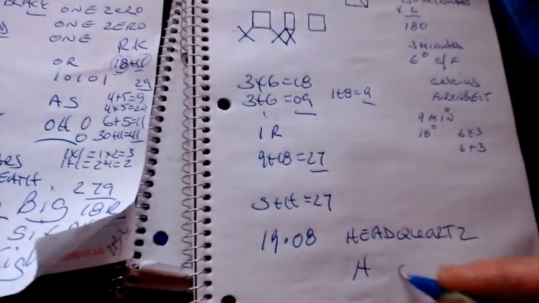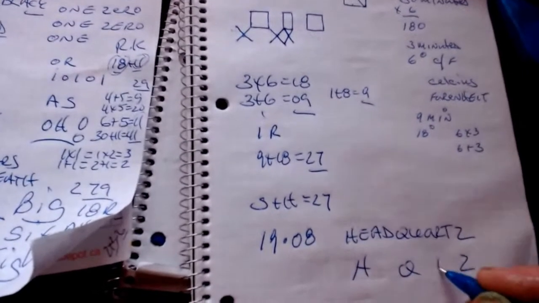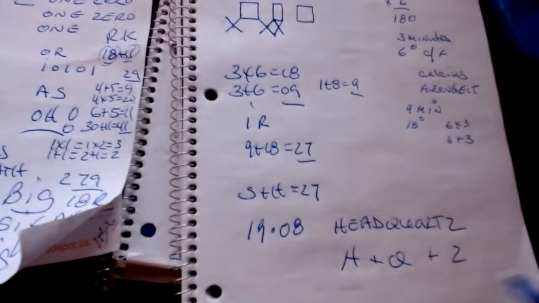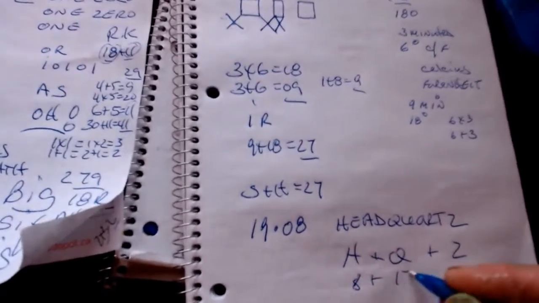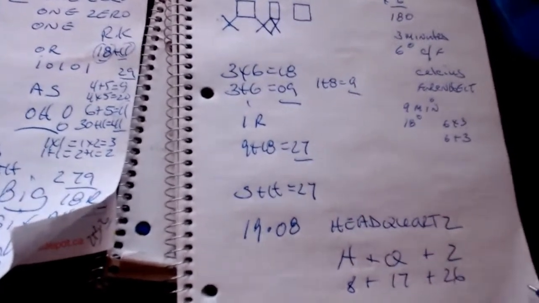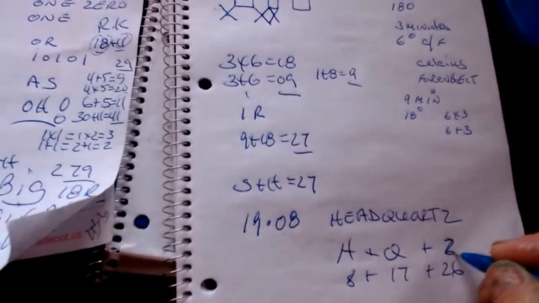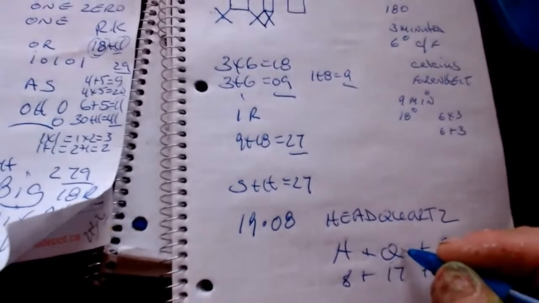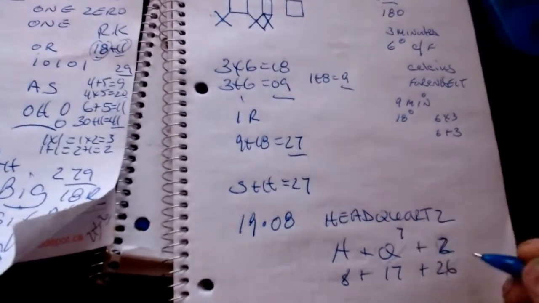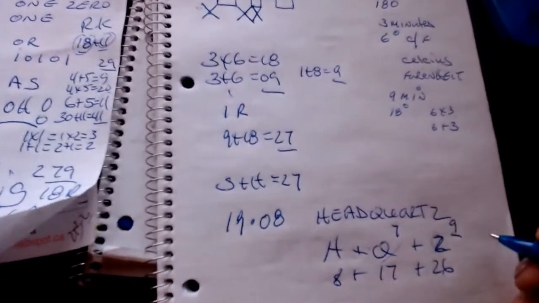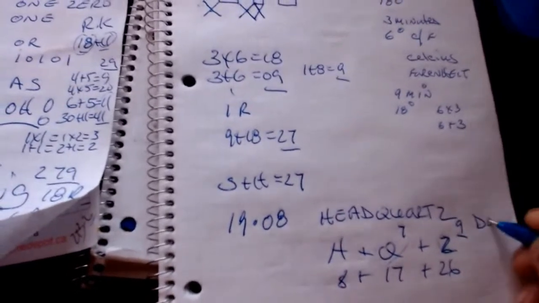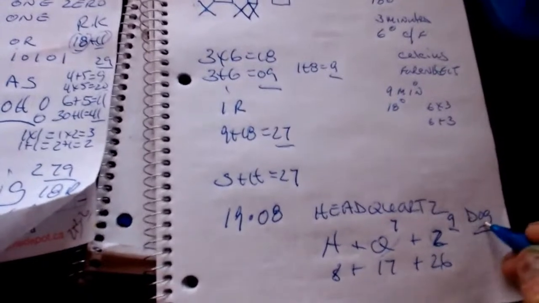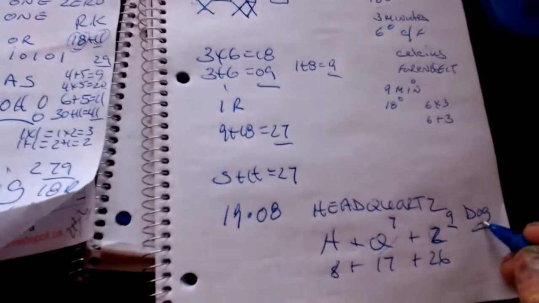The H, the Q, and the Z are all in the same family: 8, 8, 8 and 17 and 26. And it's just peculiar how they took these two, which on the telephone, the Q is on number 7 and the Z is on number 9. DOGZ. The value of Z is 26, and in the word dog is 26.